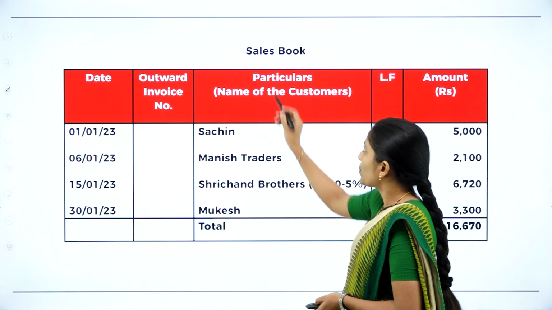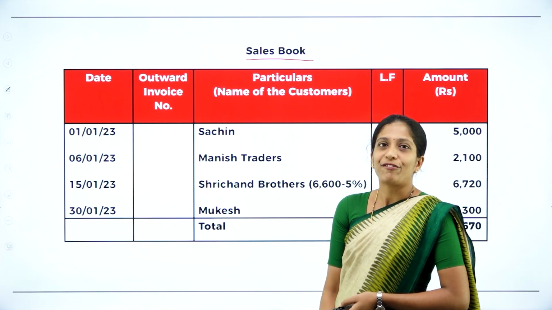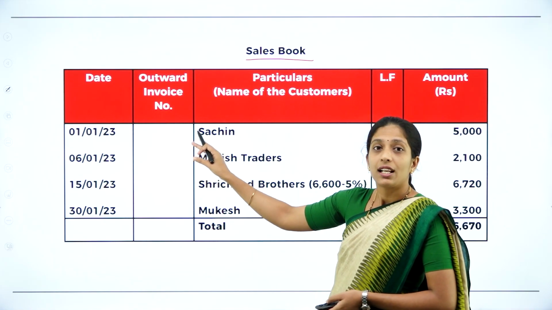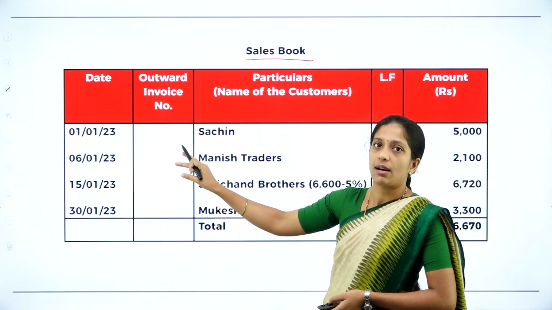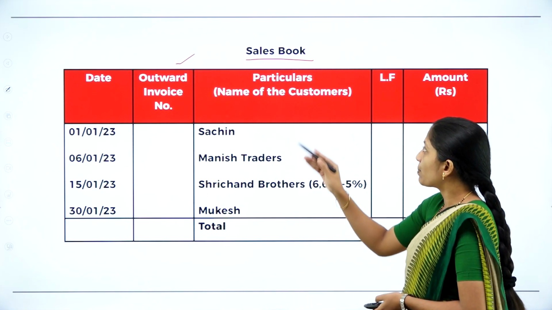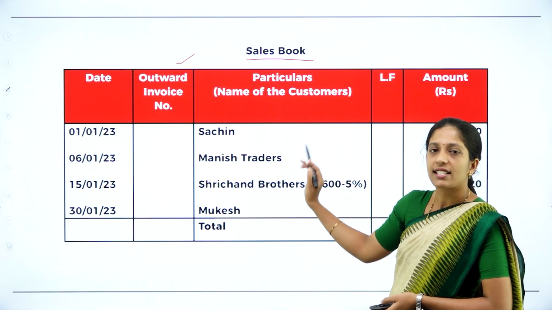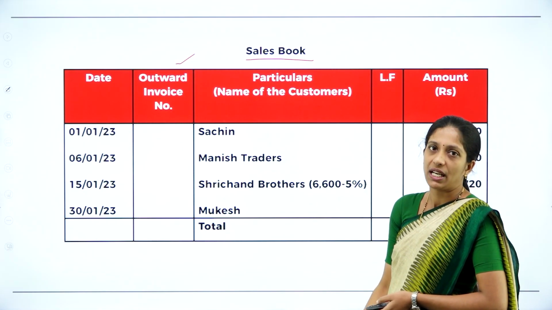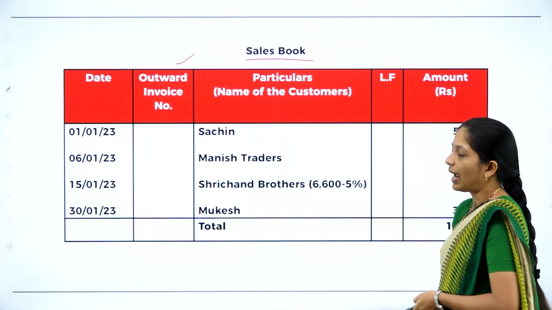Now coming to the next one, sales book. So what is the format of sales book? Date. In your purchase book, it is inward invoice number, and in sales book, it is outward invoice number. And in purchase book, it is name of the supplier, and in sales book, it is name of the customer. Okay, ledger folio and amount.